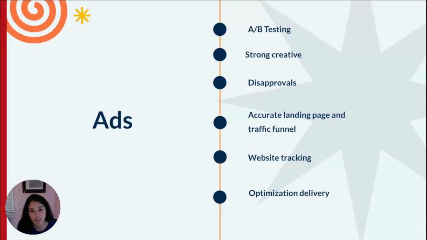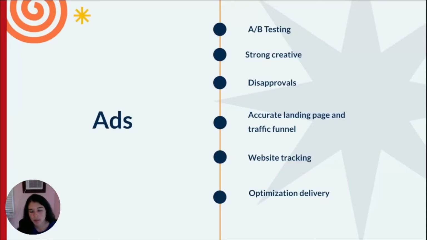Next, we have website tracking, and this is set up at the ad level. Even if you are running a link clicks or engagement campaign, you do want to make sure that you have website tracking set up on your ads so that you're able to see if the people you're targeting are making their way to your website and completing any actions.